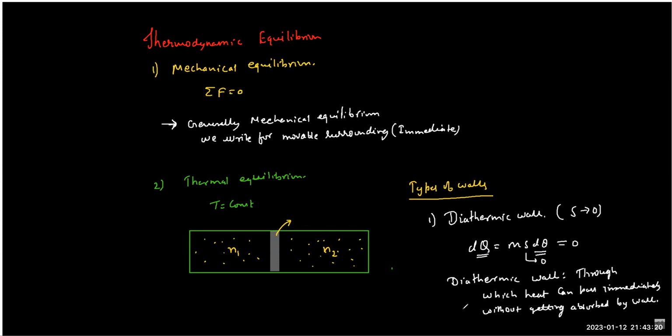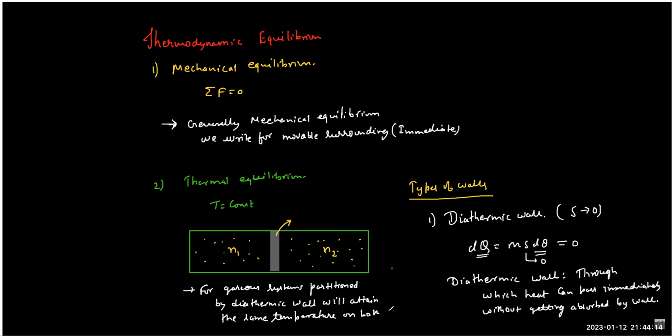So when you are solving a question like this, in which you know the wall is a diathermic wall, gaseous systems partitioned by a diathermic wall will attain the same temperature on both sides at equilibrium. I hope this is clear.